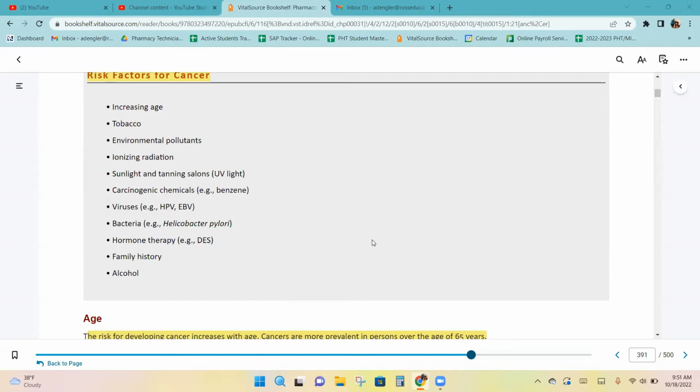Also, if you think about sunlight and tanning salons, those are going to be a huge risk factor for developing skin cancer. Carcinogenic chemicals can put you at risk for developing cancer. Bacteria can, viruses, hormone therapy, and then family history and alcohol.